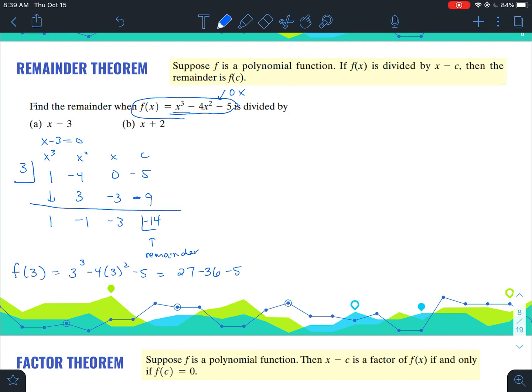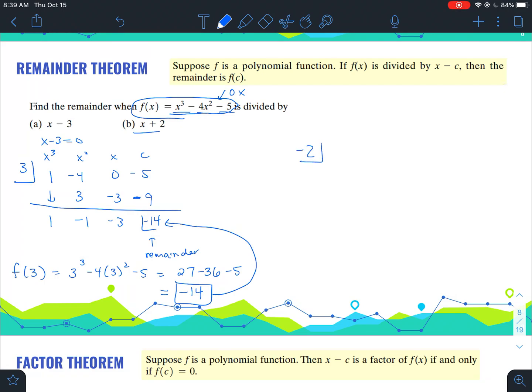And so now if I found f at 3, so I plug 3 into all of those x's, I get 27 minus 36, which is negative 9, and negative 9 minus 5 is negative 14. Notice f at 3 and the remainder are the same thing. Let's see if it works if I try x plus 2.